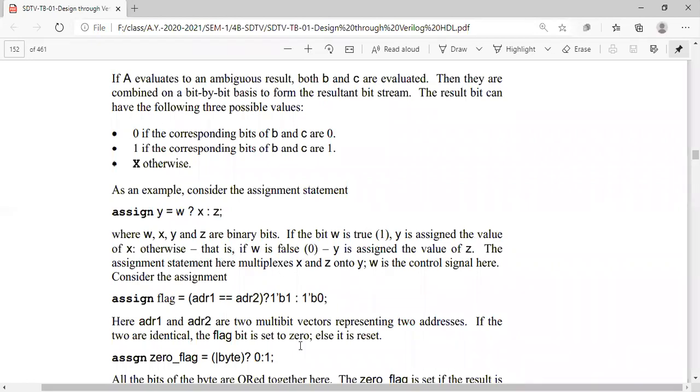So generally this seems to be like a multiplexer. Z onto y, and w is the control signal.